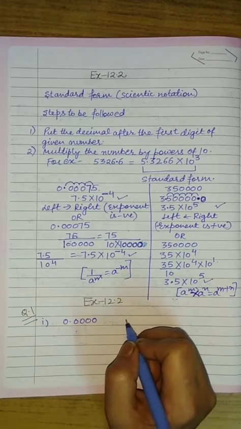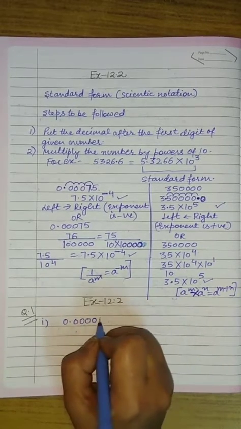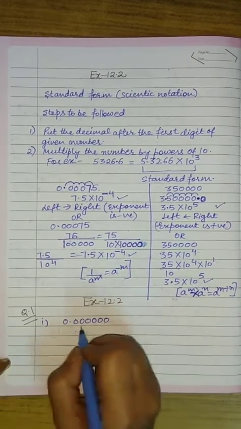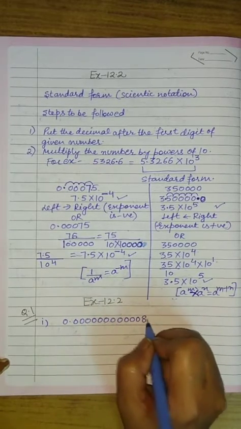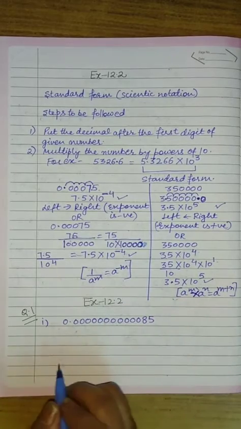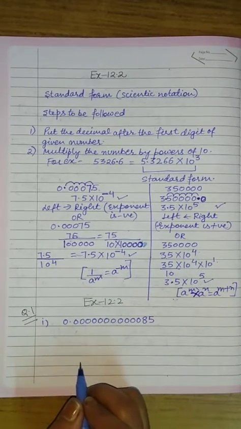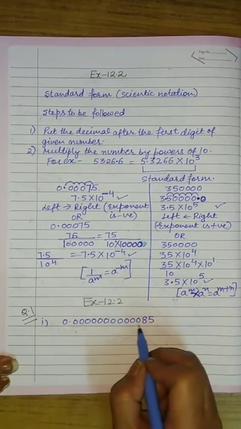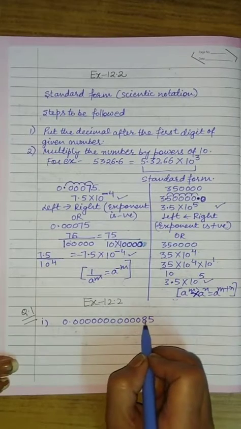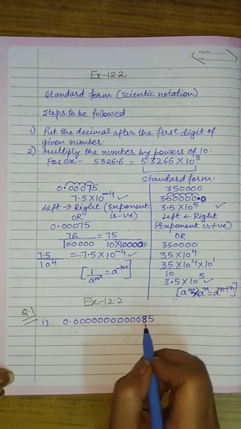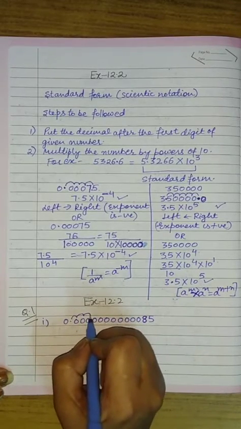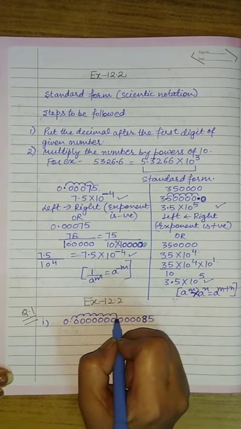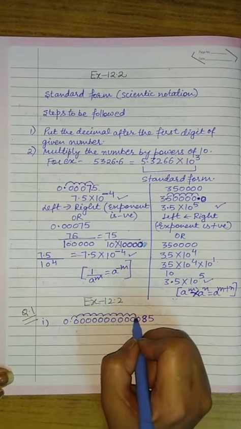0.0000. We have 11 zeros in this number: 3, 4, 5, 6, 7, 8, 9, 10, 11, then 8, 5. Now I have to convert this number into standard form. So 11 zeros are there and one number 8 is also there. So the total digits we have to shift is 12. So we will shift this decimal 12 places from its original place.